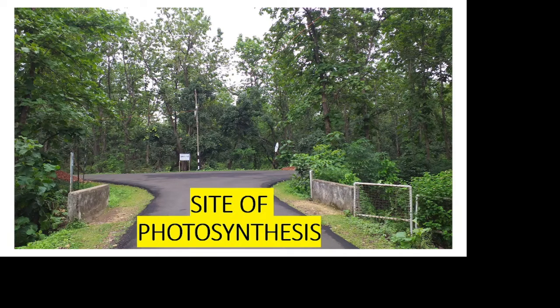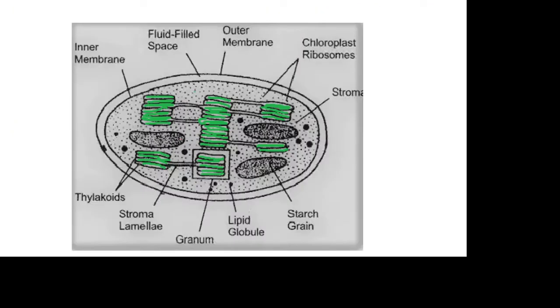Hello, let us learn the second part of photosynthesis, that is the site of photosynthesis. The site of photosynthesis is in all the green plants. All the green parts of the plant perform the process of photosynthesis, and they are performing because they have a very peculiar type of organelle called chloroplast. Hence, the chloroplast is involved in the process of photosynthesis.